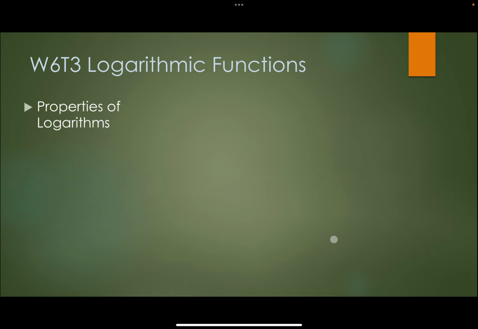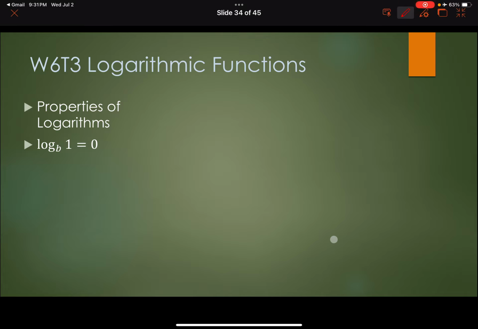So there are certain properties of logs that hold true. One of them is that if you have the log base b of any base, if 1 is the number on the inside, that has to equal 0, right? Because if we think about transforming this, this is going to be that 1 equals b to the 0. And we know that anything raised to the 0 power is 1. So if the inside number of the log is 1, the outside number, the one that it has to equal, is 0.